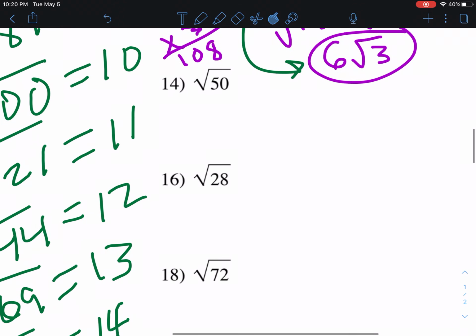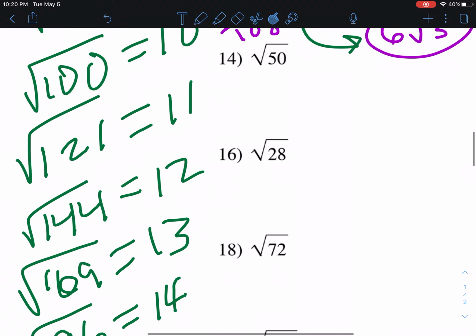All right, let's go with 72. Square root of 72 is a good one, number 18. On this one, some people might jump to a conclusion and go, oh, I know a square number that goes in there. 9 goes into 72. Well, yes, it does. But again, you want to always look for the largest square number that can go into it.